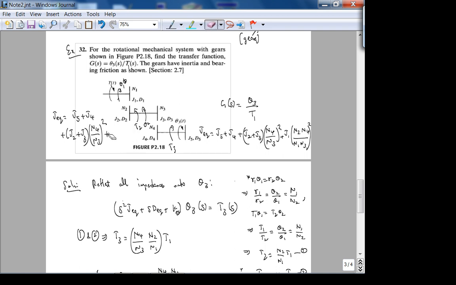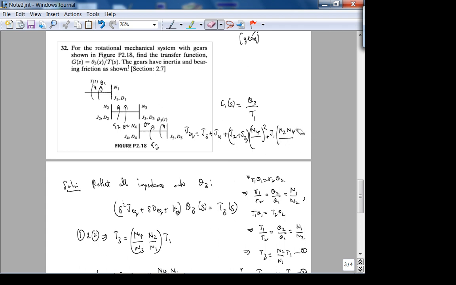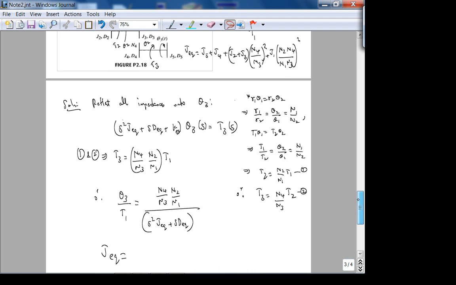Right. Let's look at this. Okay, so this is T1, theta 1, T2, theta 2, theta 3, T3. What spring constant? There are no springs here. Yeah, but it's KEQ, so I made KEQ equal to 0. It's not a formula, it's an expression, right? N4 over N3 squared, N2 N4 over N1 N3. Okay, so let's look at this. This KEQ, there is no K. So this became 0 here. All right.